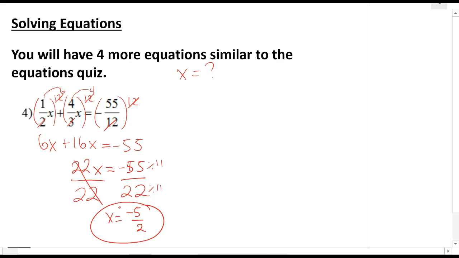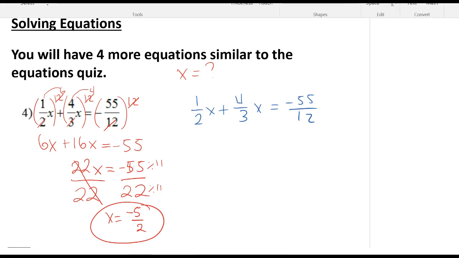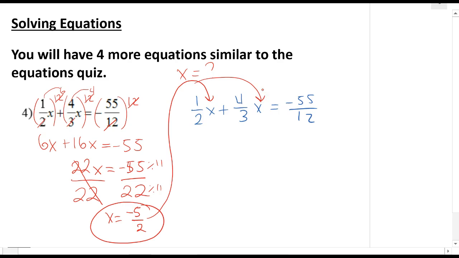What if I want to check to make sure I'm right? We'll plug that number into the original equation. So I'm going to take that original equation, 1/2 x plus 4 over 3 x equals negative 55 over 12. Because this is a complex problem, why not check it to make sure you're right? I'm going to take this value of x and plug it in here and here. So now I'll have 1/2 times negative 5 over 2 plus 4 over 3 times negative 5 over 2.